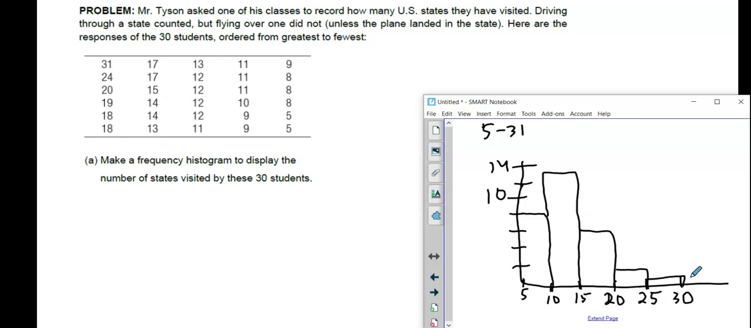If you did that, make sure to put a label at the bottom, what this represents in context. So this is like number of states visited, and this is frequency. And I did not do a relative frequency. Relative frequency would have been percentages.